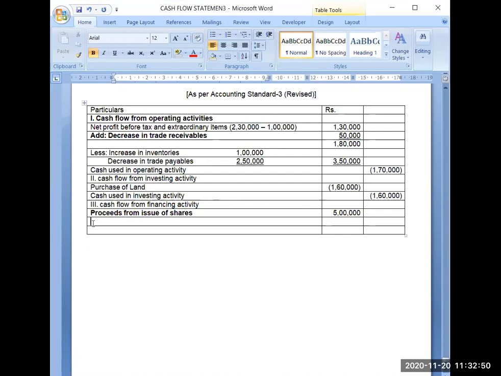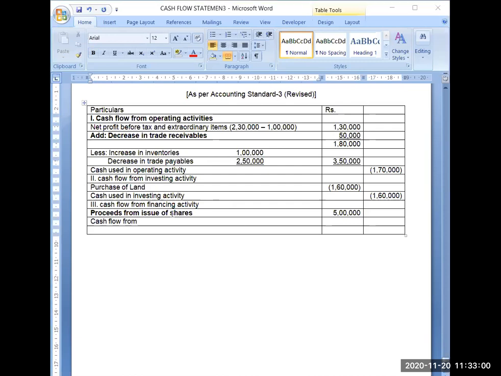Now we will calculate the cash flow from financing activity first. Cash flow from financing activity is 5 lakh.